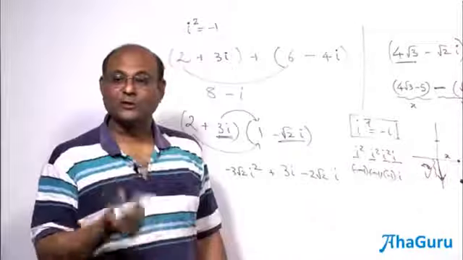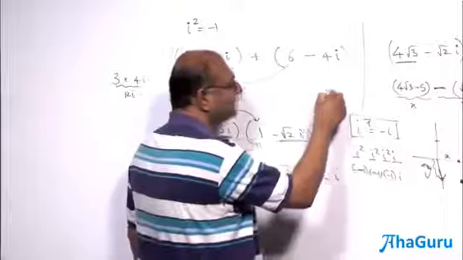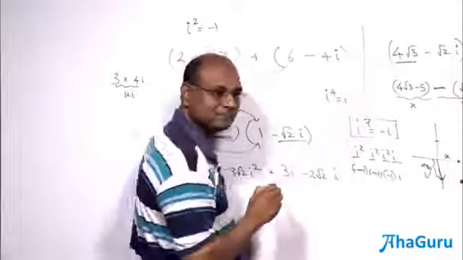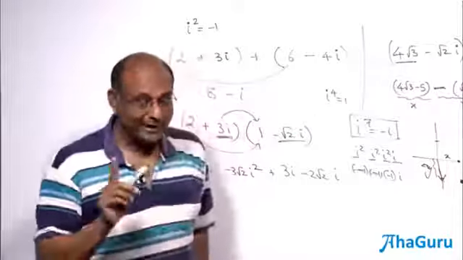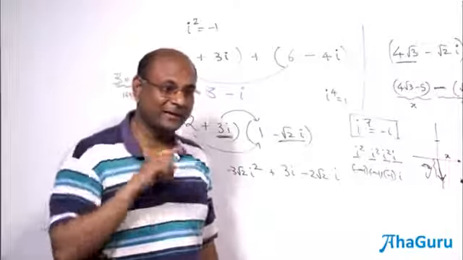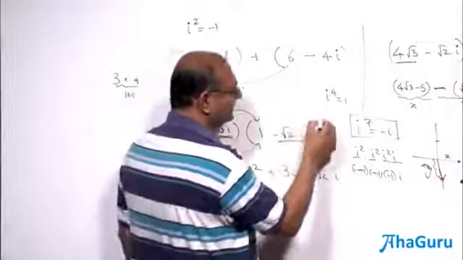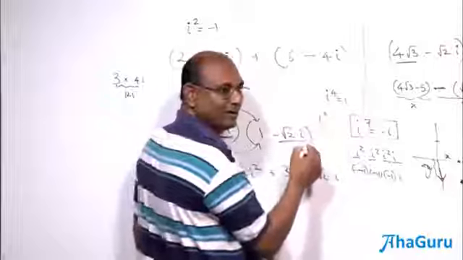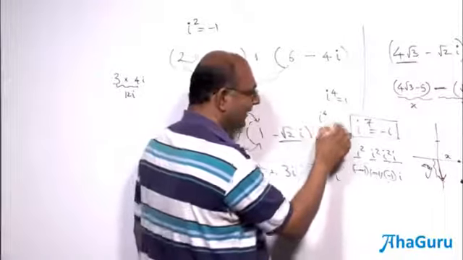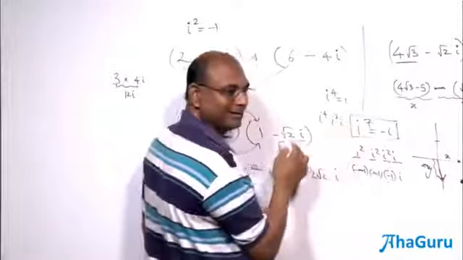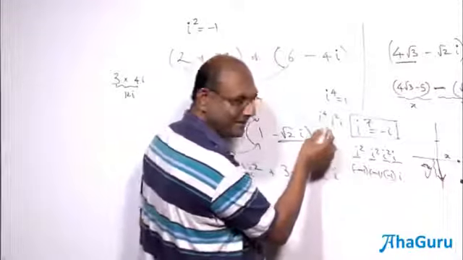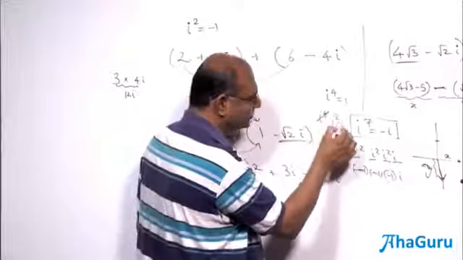In fact, the useful thing is i power 4 is 1. i square is not 1. i square is minus 1. Okay. So if I write i power 7 as i power 4, i square, i, this is 1, this is minus 1, so minus i.